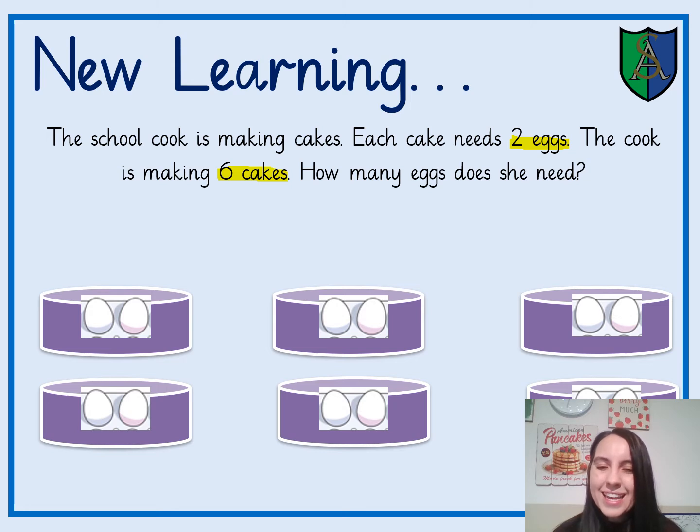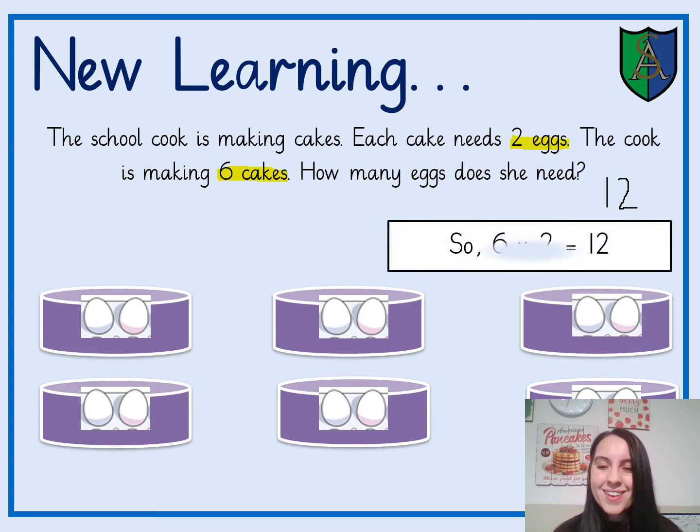Well done. Counting each of the 2's has helped us to find that the answer of how many eggs are needed is 12. Now, who can be a real smarty here? Maybe go ahead and pause the video and see if you can write the multiplication equation before I reveal it. Off you go. Well done if you've written 6 times by 2 equals 12. You did a super job. Don't worry if you didn't get that. You can always write it down now.